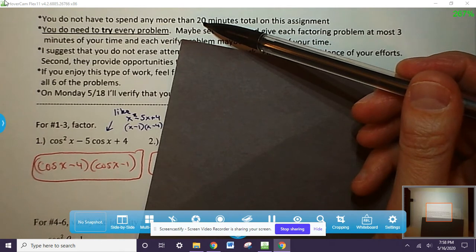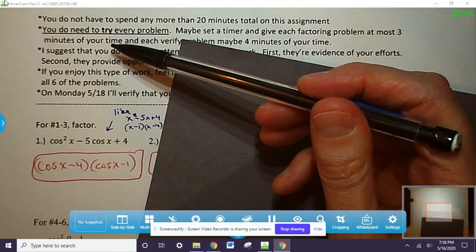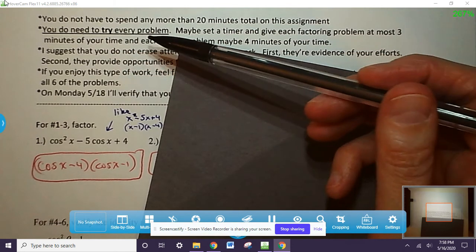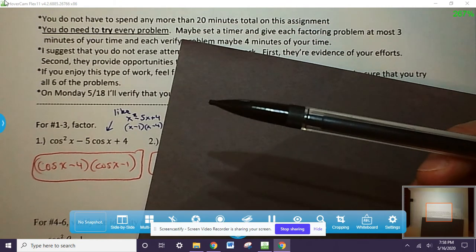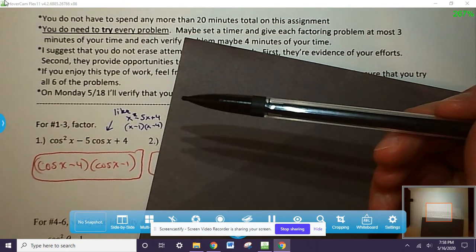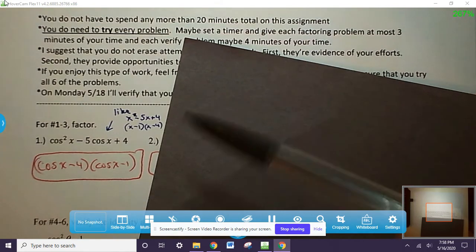And you also needed to try every problem, but I totally understand that you may not have gotten all of them correct. All right, that's how this chapter works sometimes. So let's go through some of the answers. This way I can get some feedback, see how it went for you. And also with this, I can count this as checking your work Thursday.